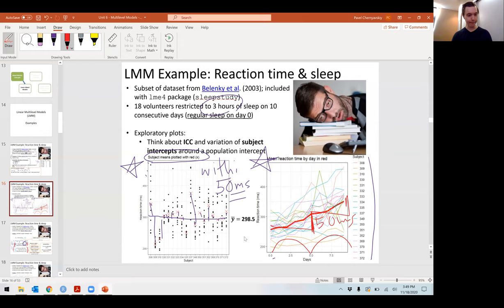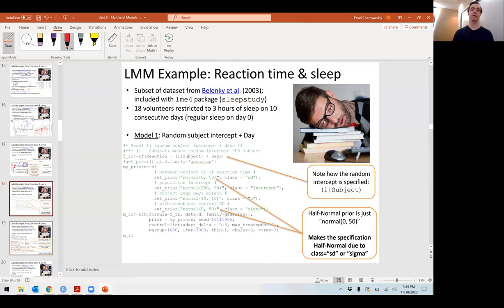We are ready to go, guys. We are ready to go. We're about to fit our first multi-level model. I'm freaking jazzed, guys. Freaking jazzed.